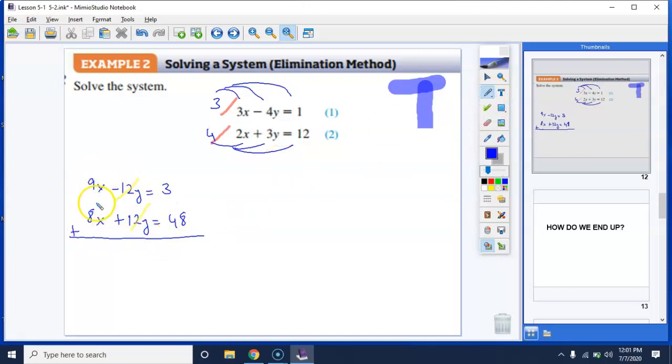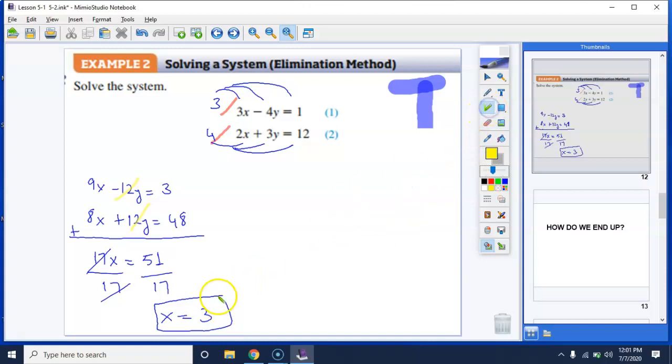So here, let's see what we got. 9x plus 8x should be 17x equals, let's look at this side, 3 plus 48 should be 51. So if we divide both sides by 17, these two cancel each other. So x should be equal to 3, I believe, right? Yes, 3. X equals 3. And that's my first answer.